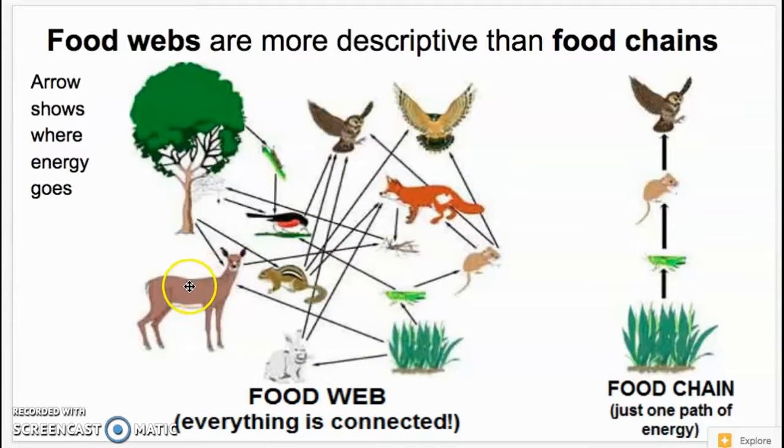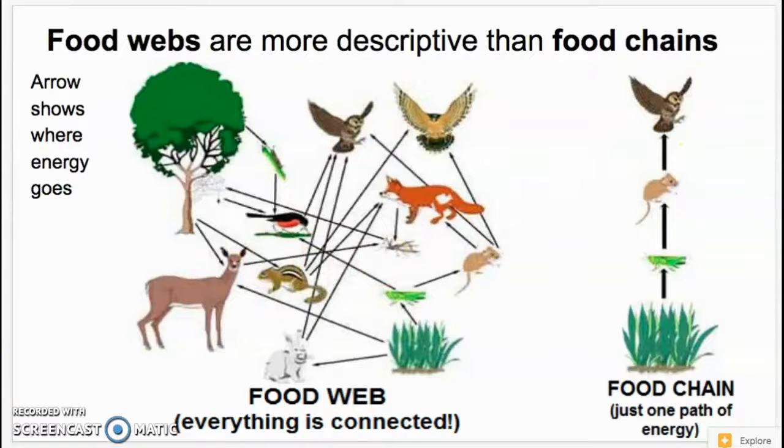Another really important thing to notice is that the arrows show where the energy goes. The arrow points to what's doing the eating. So the grass is eaten by the grasshopper, so the grass's energy goes up to the grasshopper. The grasshopper is eaten by the mouse, so the grasshopper's energy goes up to the mouse. The mouse is eaten by the owl, so the mouse's energy goes up to the owl. This is really important for when you all design your own food chains and food webs.